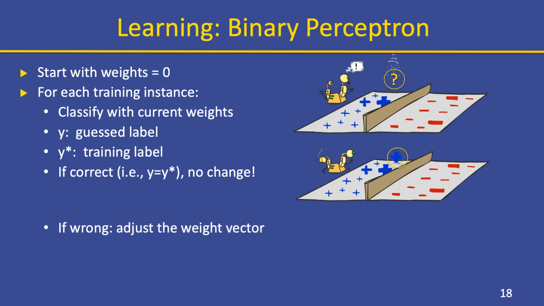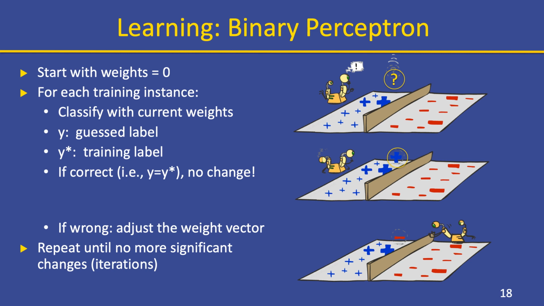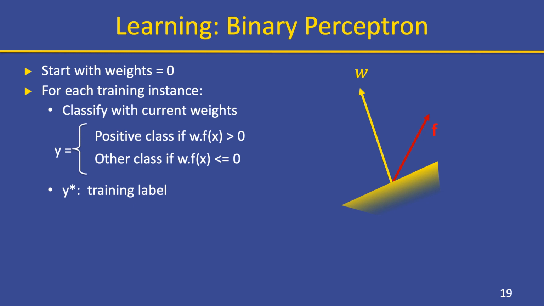Now, if we guessed wrong, if we predicted a different class than the one that came with that example, we have to adjust the weight vector. We have to push the boundary so that that example falls into the right region. And we repeat this process until there are no more significant changes. So we perform several iterations here. Here's the algorithm fleshed out. We start with weight 0. We classify with the current weights, and we know how to do that based on the dot product.